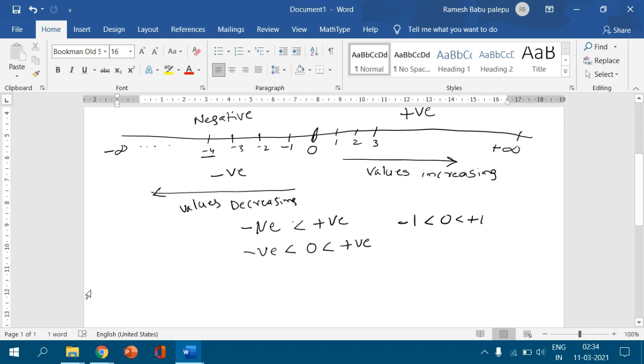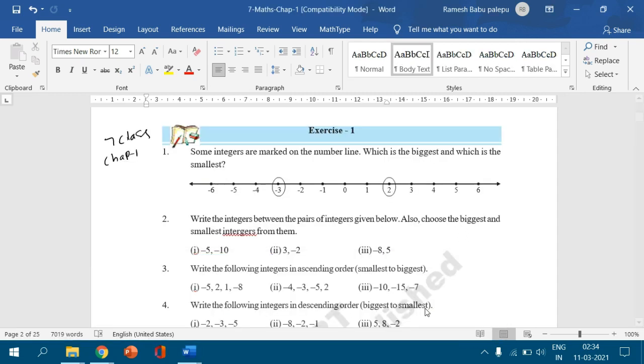Now I go straight to the exercise to solve some problems. The first question: some integers are marked on the number line; which is the biggest and which is the smallest? Friends, I am going to solve this problem here itself. We know that 0 is neither positive nor negative. We call 0 a neutral one.